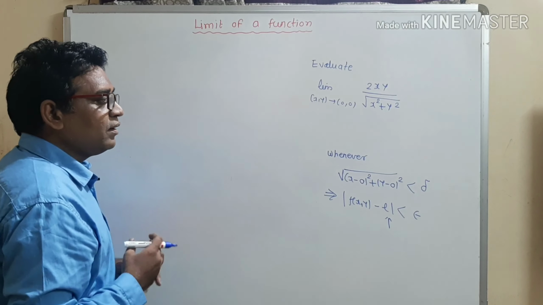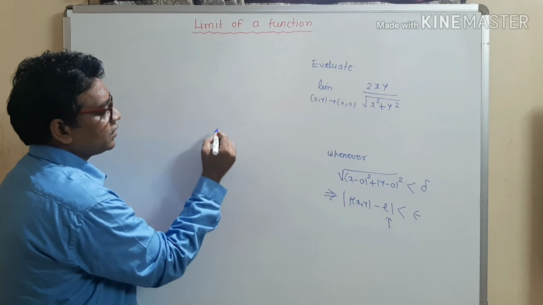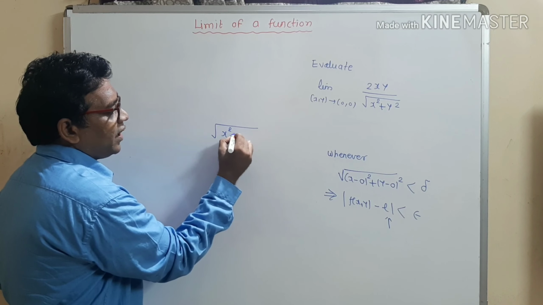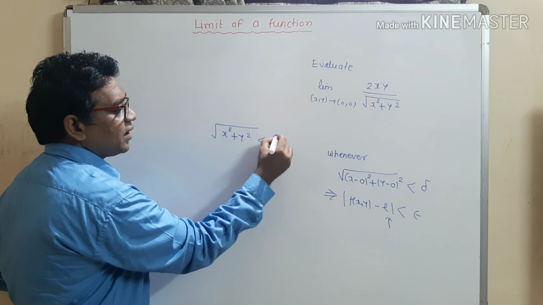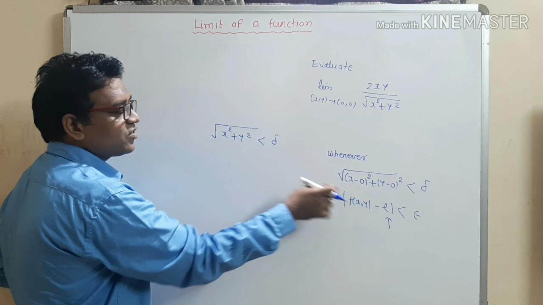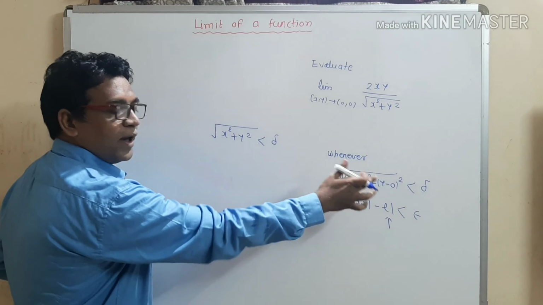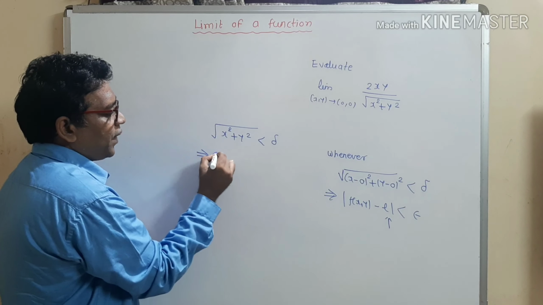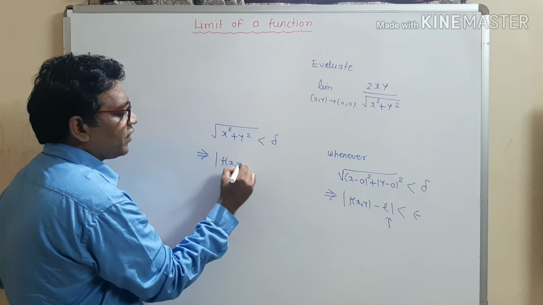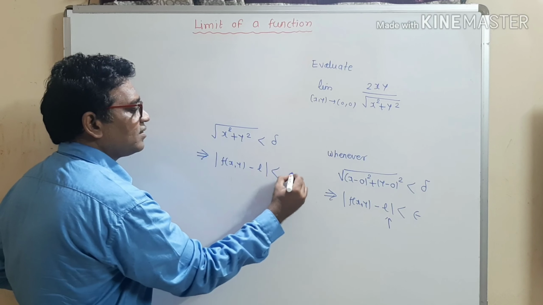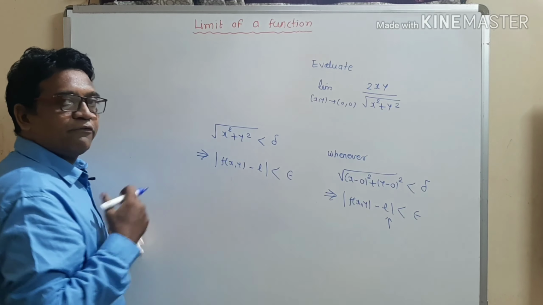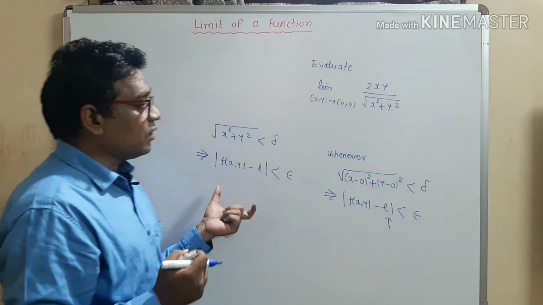So what is the final form of the definition of limit? Whenever √(x² + y²) < δ, where (x − 0)² means x² and (y − 0)² means y², this implies that |f(x,y) − L| < ε, then this number L is called the limit of the function. So this is the definition of limit.